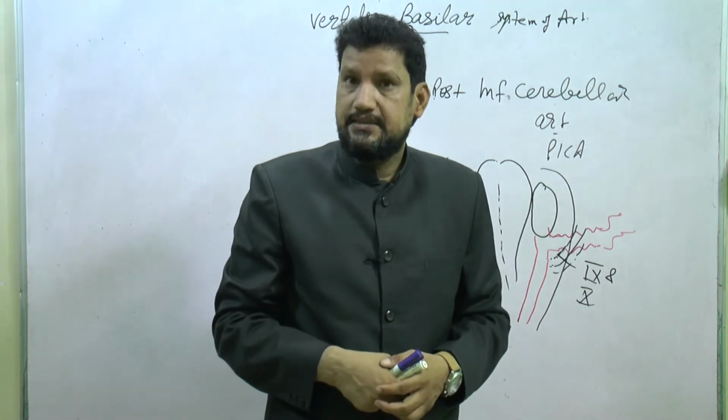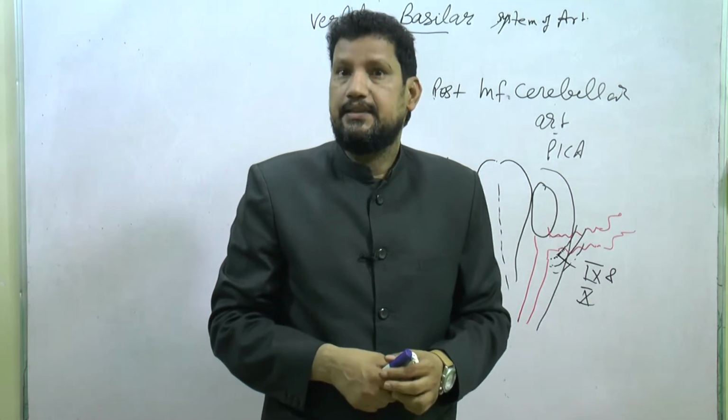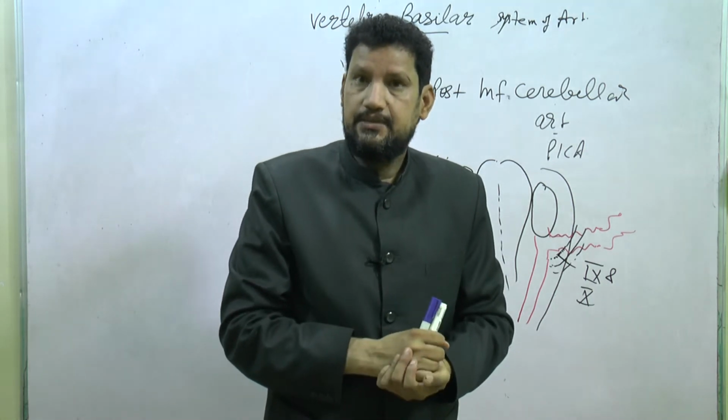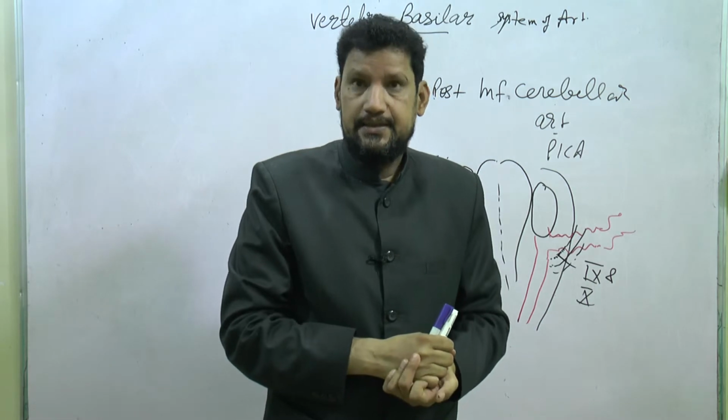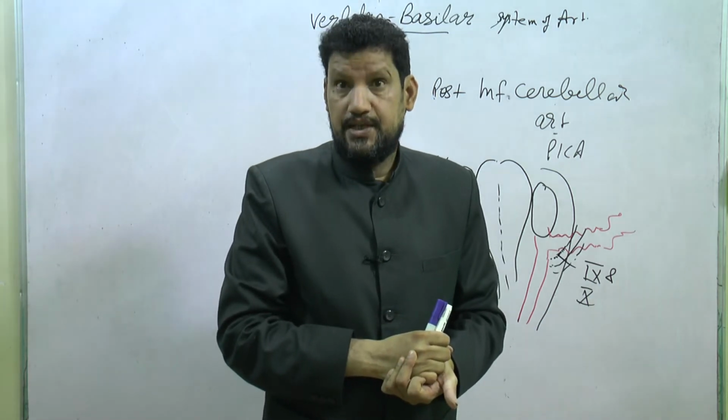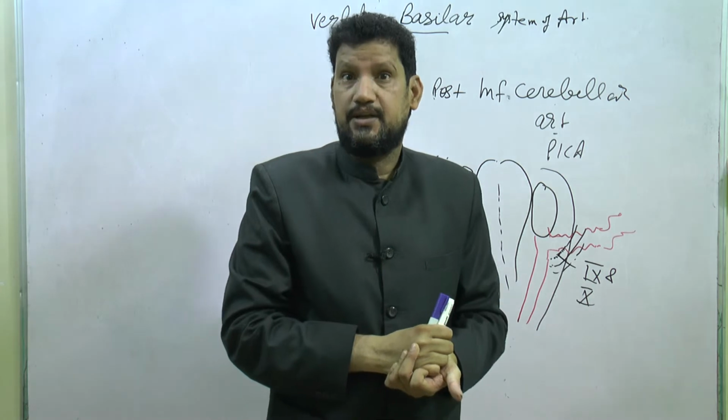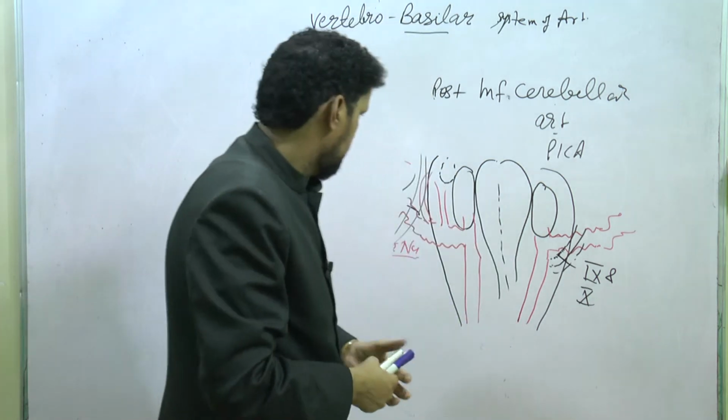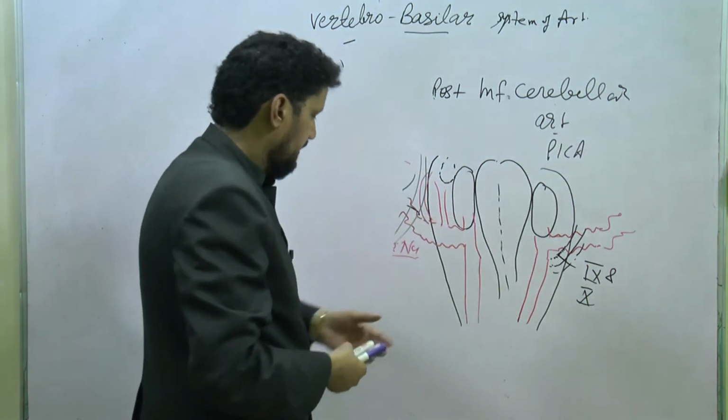Again, the branches are reinforced by the ascending cervical branches, the branches from the vertebral artery, and the branches from the posterior intercostal and first lumbar artery. So now we will talk about the basilar artery.